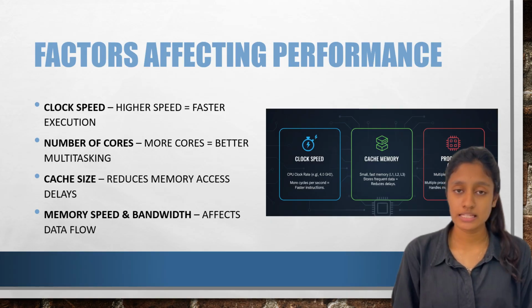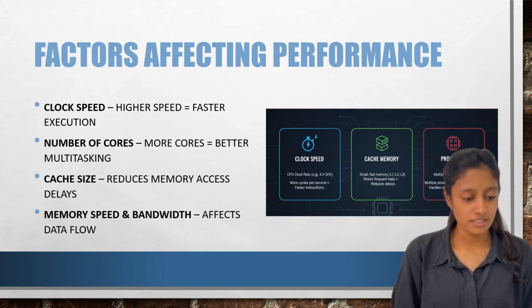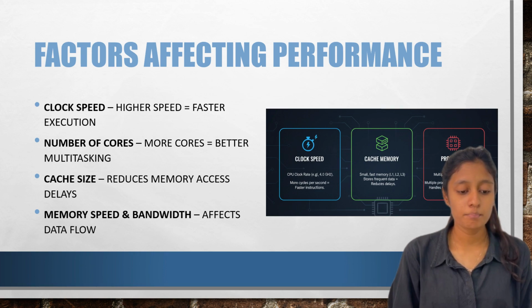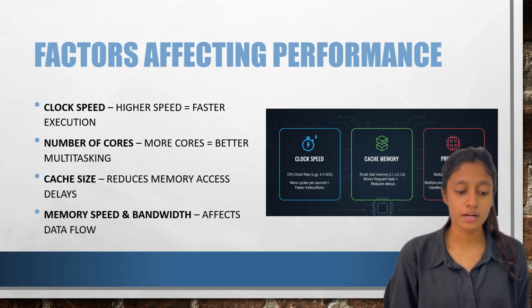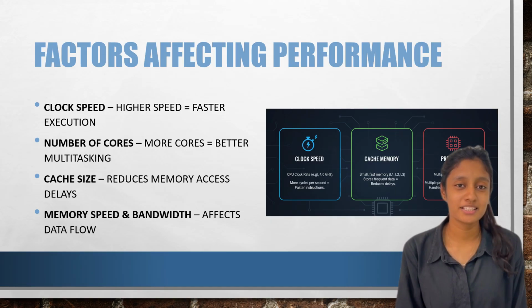Third one is cache size. A larger cache reduces delays caused by memory access. Fourth one is memory speed and bandwidth. Faster memory ensures quicker data delivery to the CPU. All these factors together determine how efficiently a computer can handle tasks. Next part, Niven will continue.